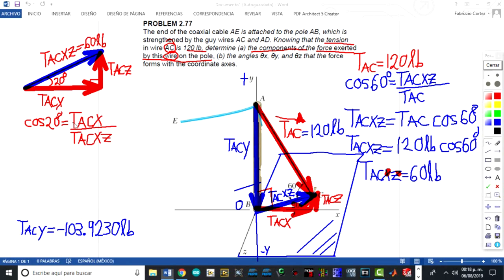So this is dividing the TACX, passes as multiplying. But we are going to be careful with the sign. When we are calculating the y component, the x component, and the z component, we need to be very careful about the sign. And we are going to determine the sign based on this picture that we just drew. So, in this case, the x component of this vector will be positive. Why? Because this is the positive side of the x axis, and TACX is pointing that direction.